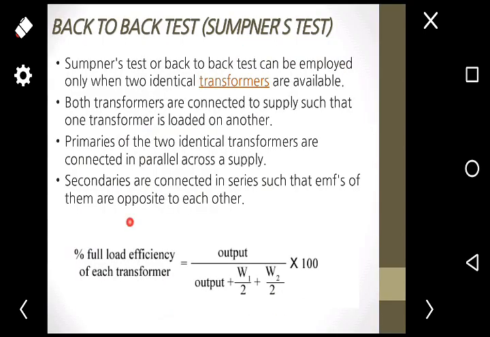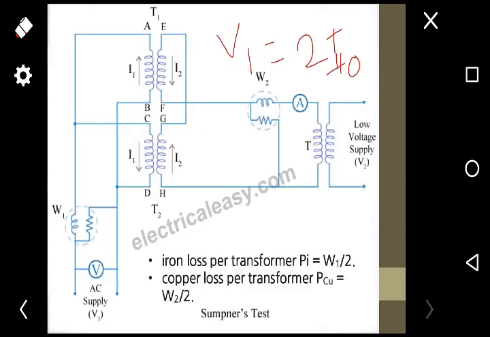By this test, both losses can be calculated, that is iron losses and copper losses. Using these copper losses and iron losses, we can simply find the full load efficiency of each transformer by this formula: output divided by output plus iron losses plus copper losses, into 100. This is the simple back-to-back test, also called the Sumpner test.